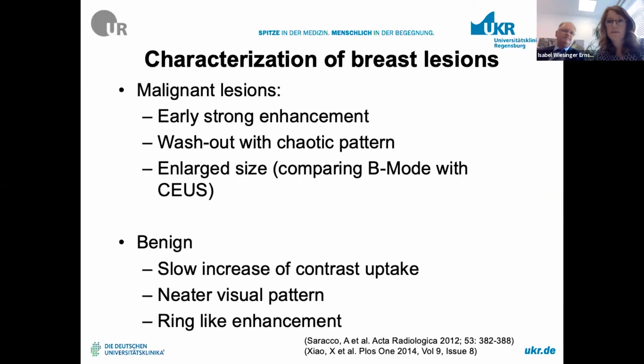To sum it all up, for the characterization of breast lesions, for malignant lesions we see an early and strong enhancement. We see a washout with a more chaotic pattern. As we just saw, we have an enlarged size when comparing the B mode with contrast-enhanced ultrasound images. Whereas in benign lesions, we can observe a slow increase of contrast uptake. It has a neater visual pattern, and it has a ring-like enhancement.